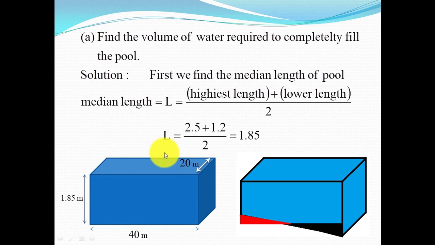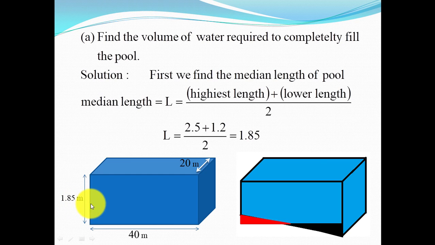So this is a complete cube. It is not a trapezoid. We convert our trapezoid to a complete cube with width 20 meters, and the length remains the same, 40 meters, but its height changes. The height of the cube is just the median of the trapezoid's depth, which is equal to 1.85.